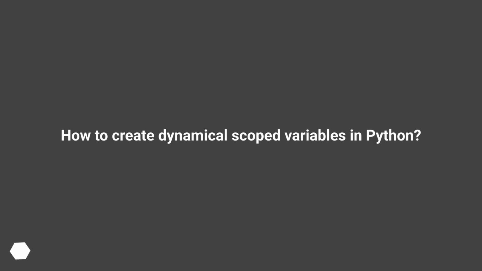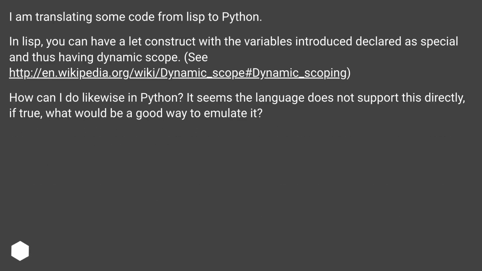How to create dynamically scoped variables in Python. I am translating some code from Lisp to Python. In Lisp, you can have a let construct with the variables introduced declared as special and thus having dynamic scope. See this URL. How can I do likewise in Python?